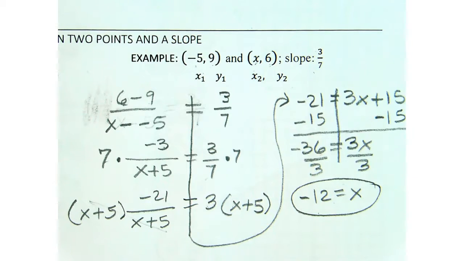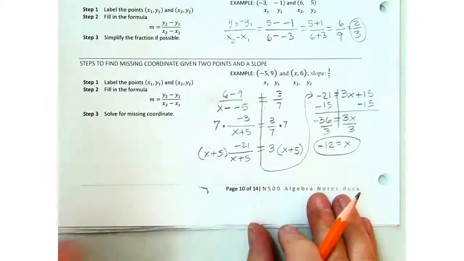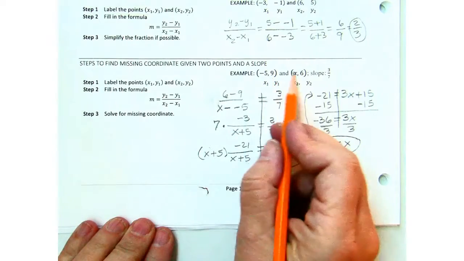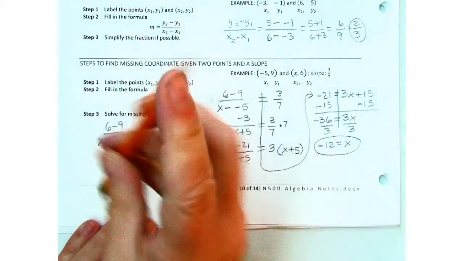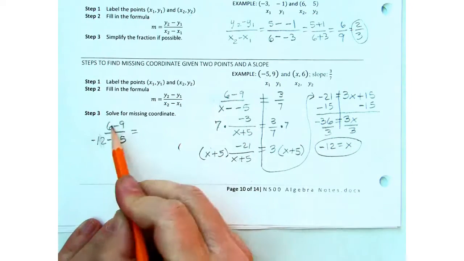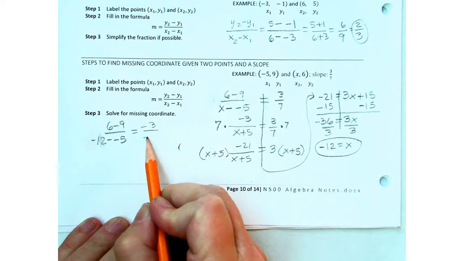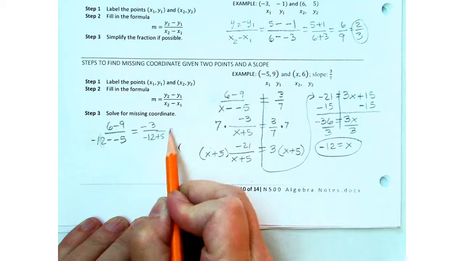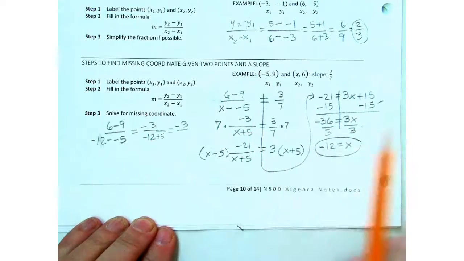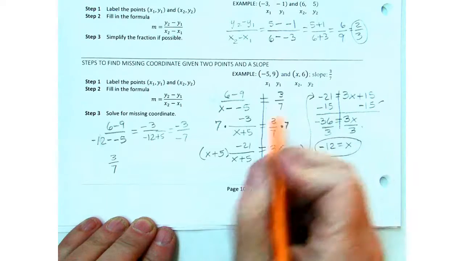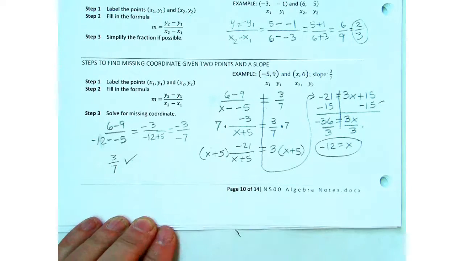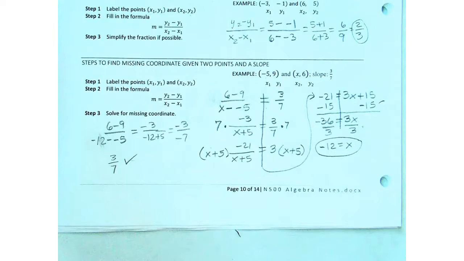To check our solution, all we need to do is plug in the value of x, -12, into the original equation. The original equation was 6 minus 9 over x minus -5. Replace the x with -12. This gives us -3 over -12 plus 5, or -3 over -7. A negative divided by a negative is positive. The slope is +3 over 7, the same slope we began with, so our solution checks out.